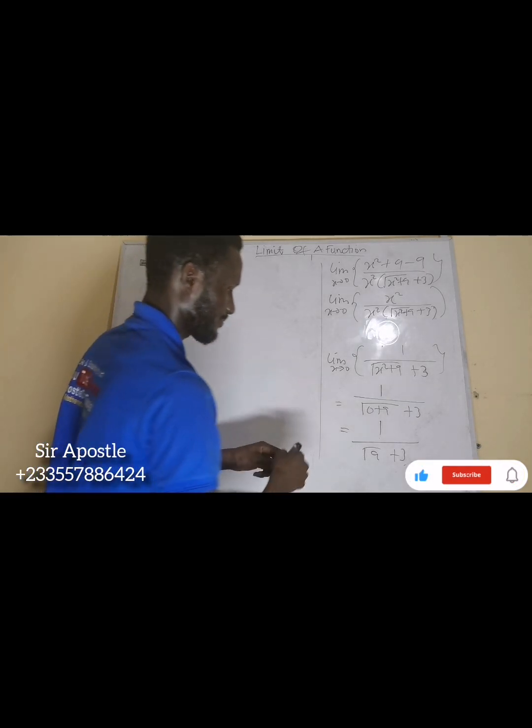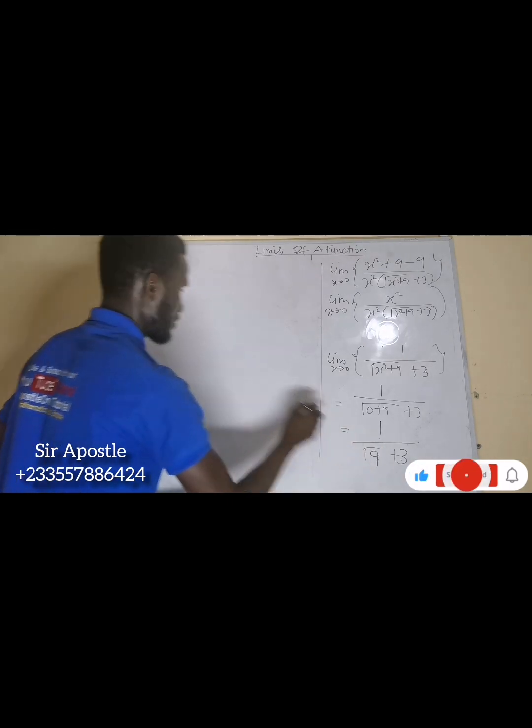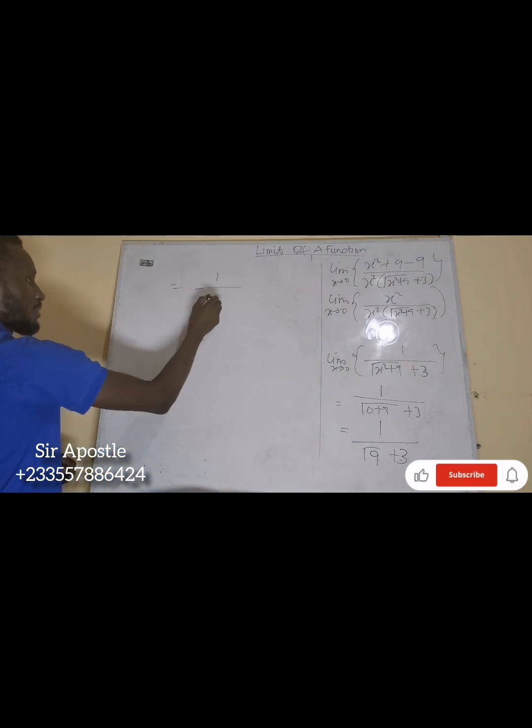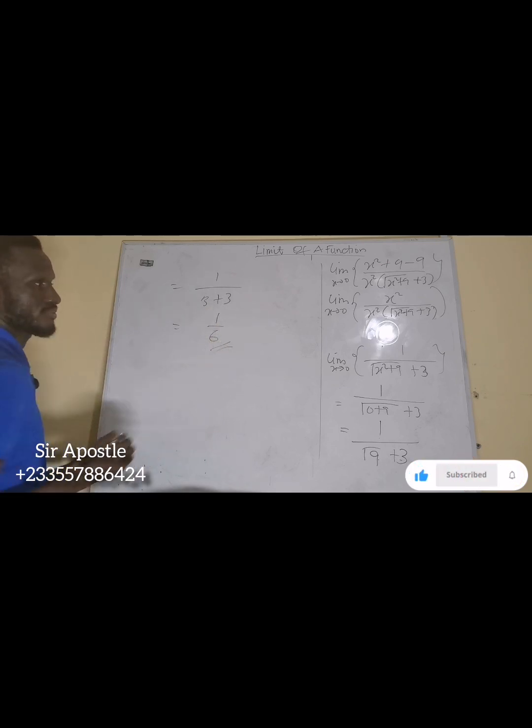Now at this point, root 9 is a perfect square number. Root 9 will give us 3. So the whole thing will be 1 over 3 plus 3. Now 3 plus 3 is 6. So the answer is 1 over 6.